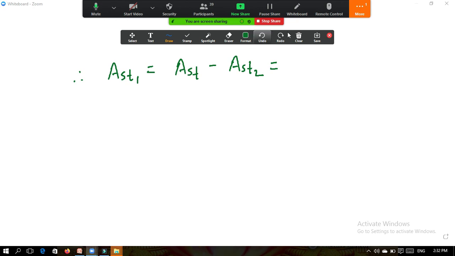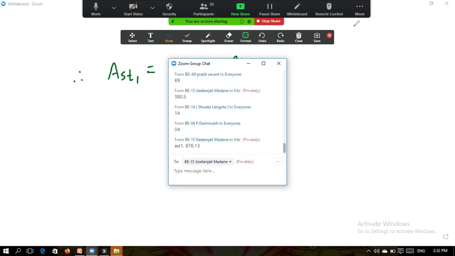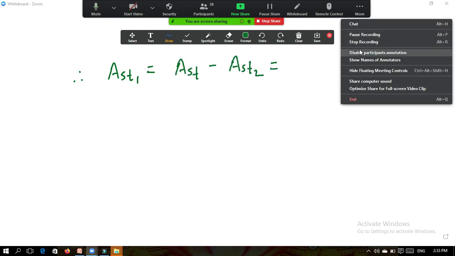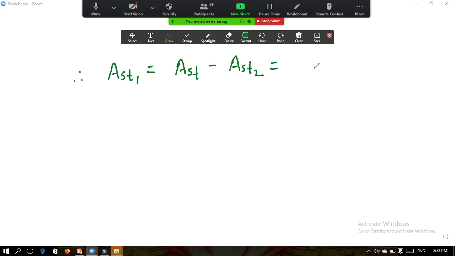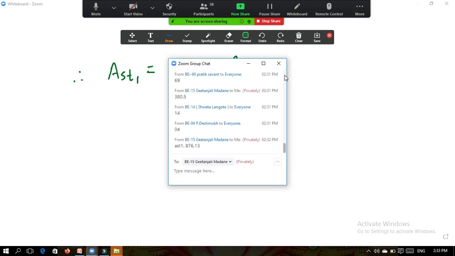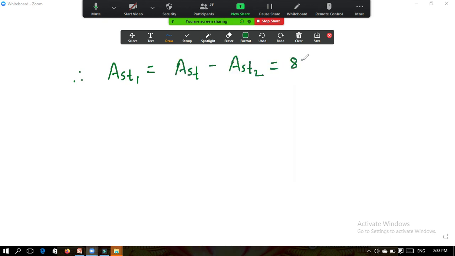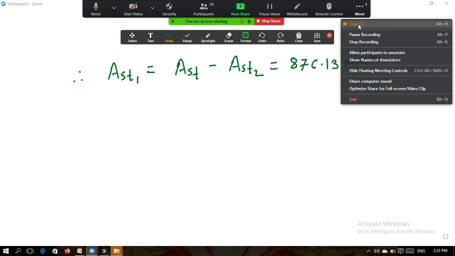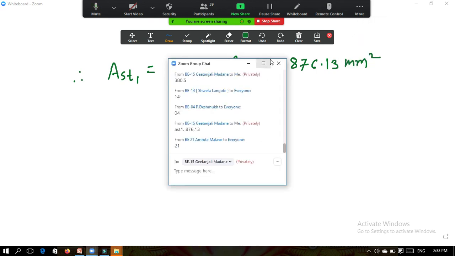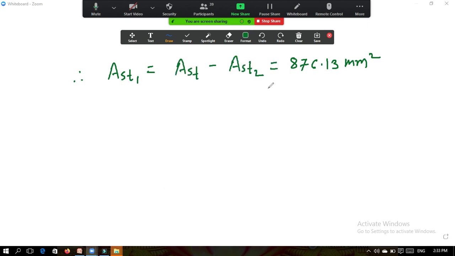What is the value of AST1? 876.13. Roll number 15's answer is 876.13. Others please check the answer so that we will move further. Correct. Okay, so AST1 we got the value.